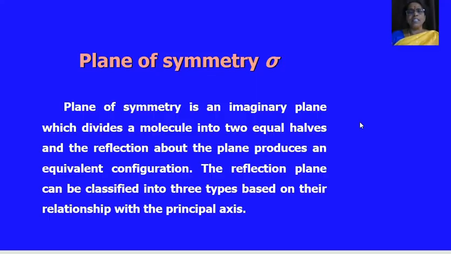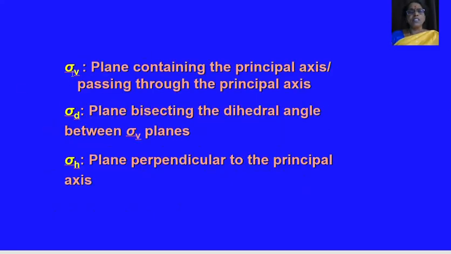The reflection plane can be classified into three types depending upon their relationship with the principal axis. One is the vertical plane, another one is the dihedral plane, and the third one is the horizontal plane. Vertical plane, sigma v, is the plane containing or passing through the principal axis. Second, dihedral plane, a plane bisecting the dihedral angle between two sigma v planes. Horizontal plane or sigma h is a plane which is perpendicular to the principal axis.